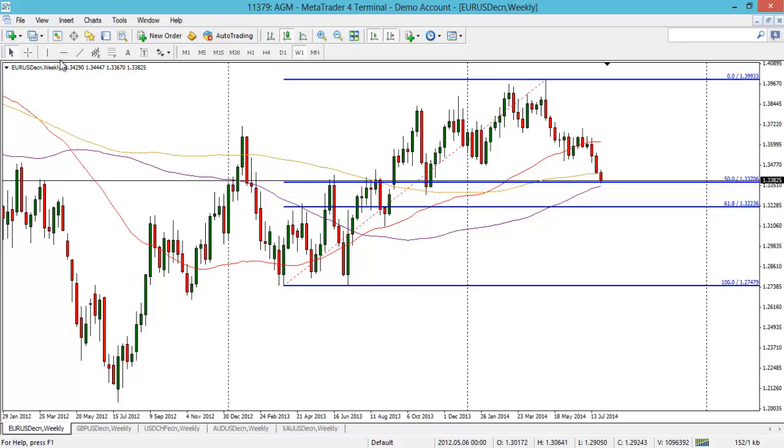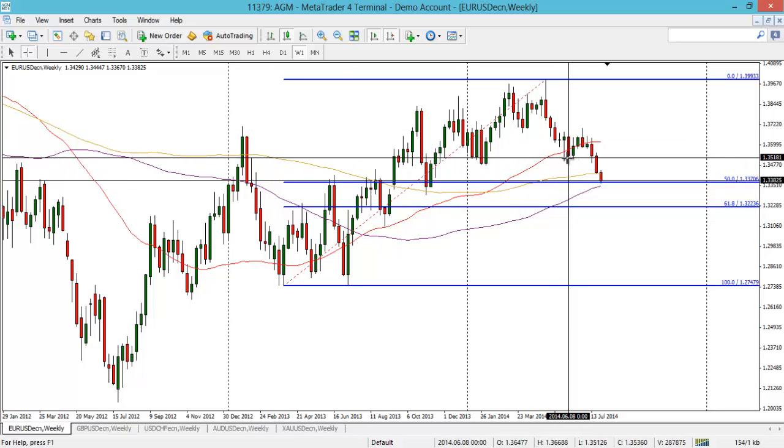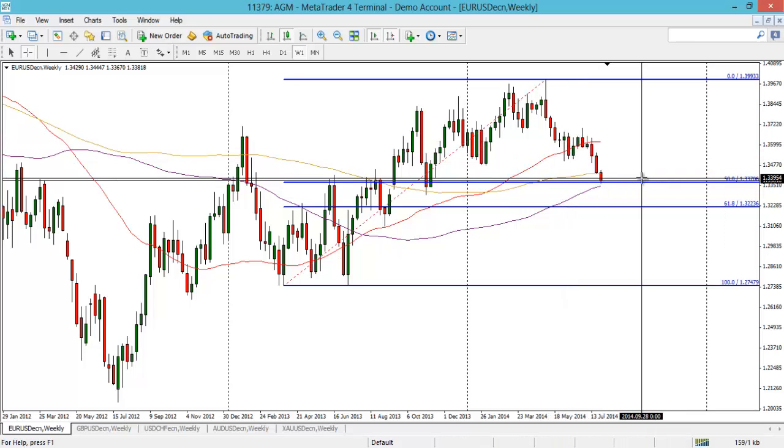Remember we had that brief test off the 38.2, around this level here at the 135 handle. We had that brief bounce up, but as I've said quite a few times, I personally prefer the 50% because I think you get a better bounce. And you can already see that we've started to test the 50% this week. So the weekly candle close will be interesting at the end of this week.